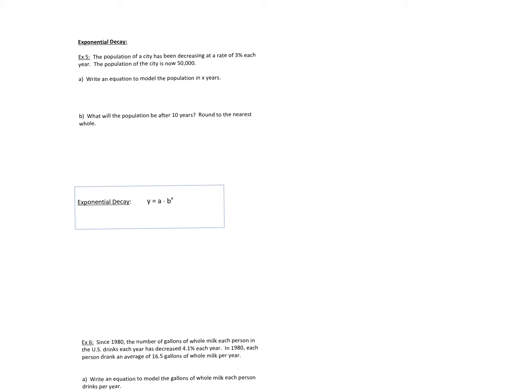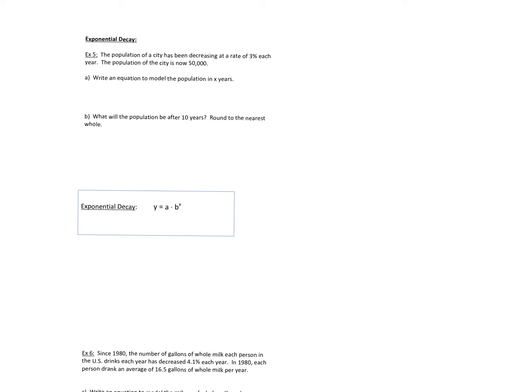Okay, so now we're going to take a look at exponential decay. It's the same process, except going to the formula. A is still the initial value. The only difference is going to be in B, instead of being 1 plus the growth rate, it's going to be 1 minus the decay rate. So you're basically taking 100% and subtracting away the percent of decrease.